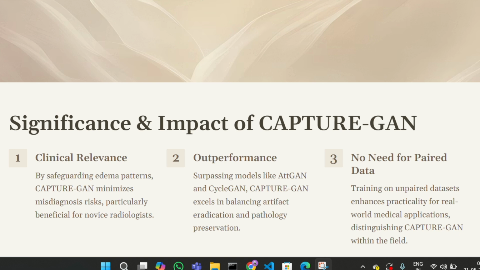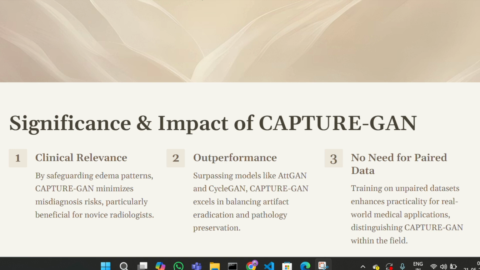Secondly, it outperforms existing models. The authors benchmarked CAPTURE-GAN against popular image translation models like AdGAN, StarGAN, and even CycleGAN. CAPTURE-GAN showed higher classification accuracy, better structural similarity, and more faithful image restoration based on metrics like F1 score, SSIM, and PSNR.